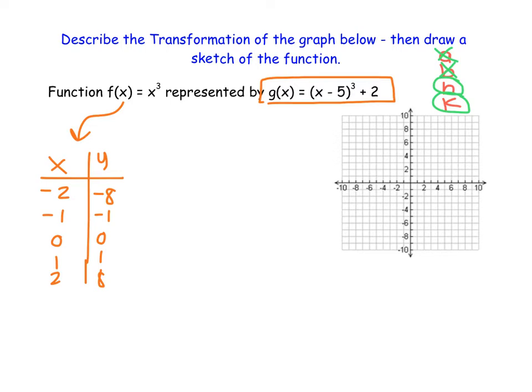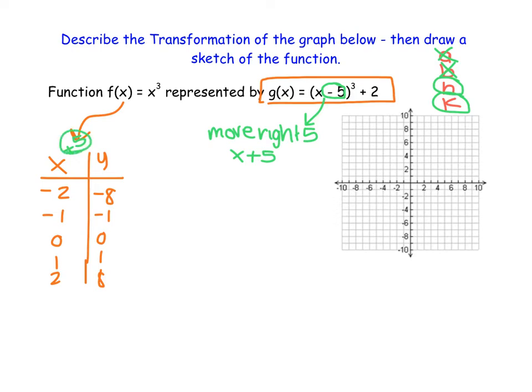So I can see that my h is the value that's being added here on the inside, and I know that h works the opposite of what I expect. So this is telling me that I'm going to move the graph to the right in the positive direction 5 units. Well, I know that I'm moving to the right 5 units, which means x is going to add 5 because x is my horizontal movement, and I'm going to actually translate that and move it to the right 5. So I'm going to note here that I have to add 5 to my x value.